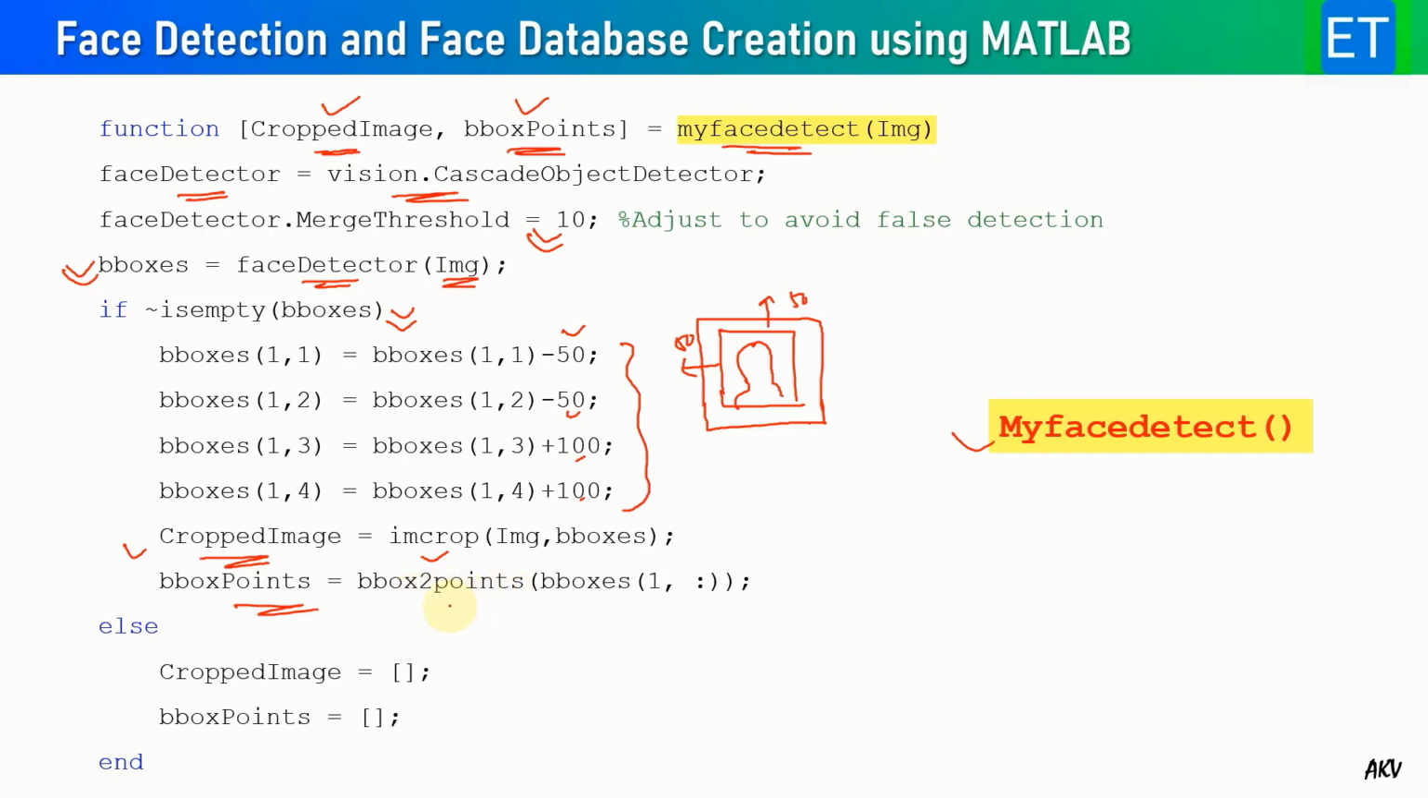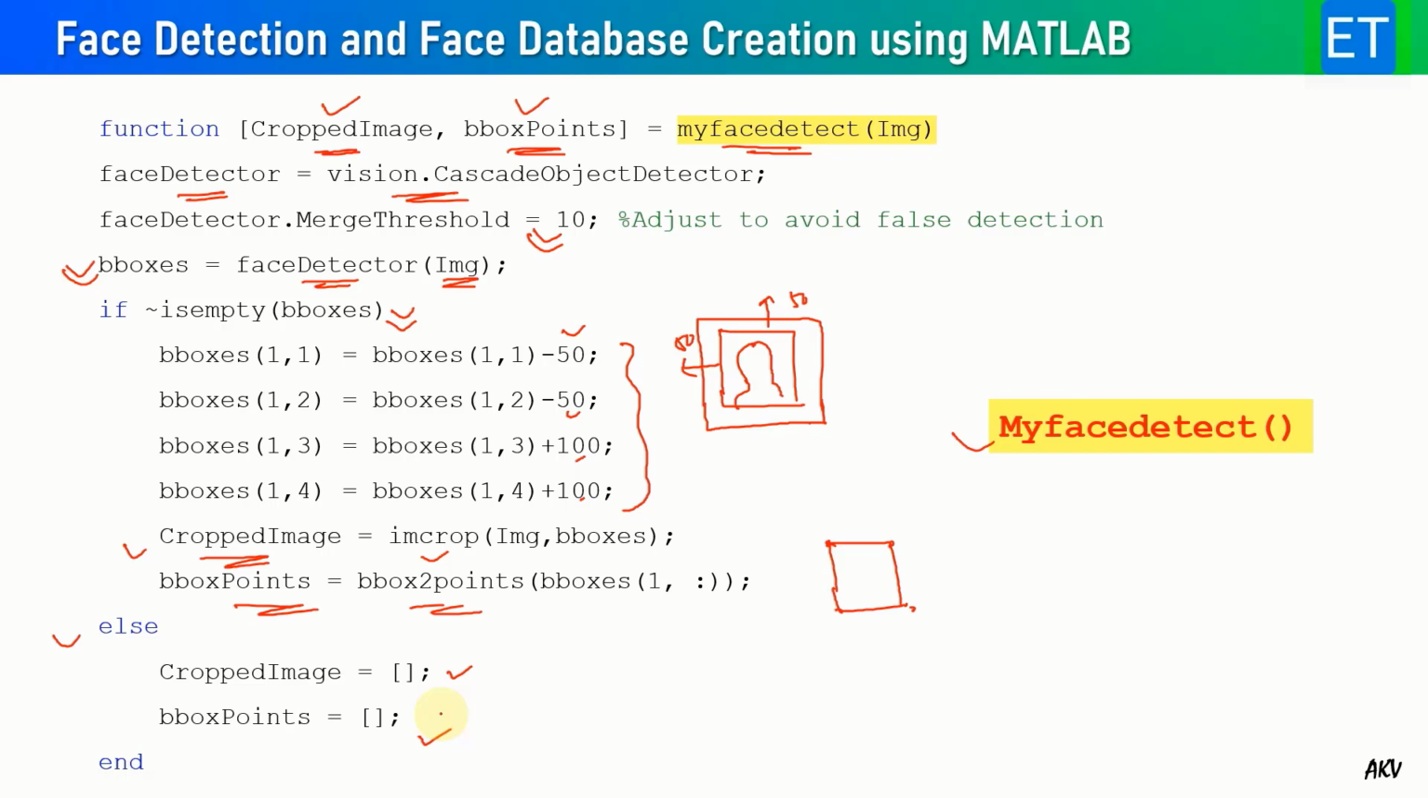Now the detected bounding boxes are converted into points, that is, into all four corner points. Else, if a face is not detected, then the cropped image is null and the bounding box is a null matrix. So let me run this program, and I will show you how it can detect my face in a video, and what happens if I hide my face. I will show you both cases.